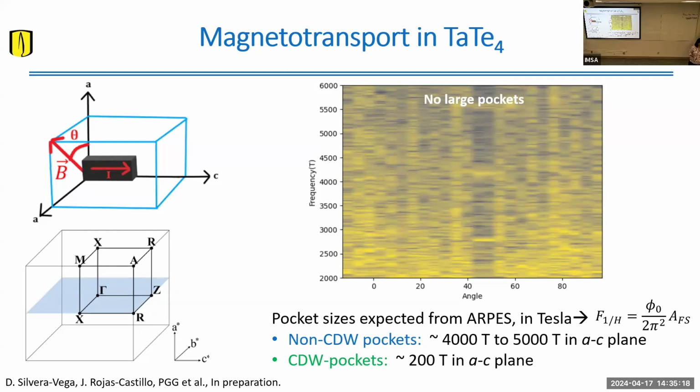Wait, are those units right? I mean, where do you get 4,000 Tesla?